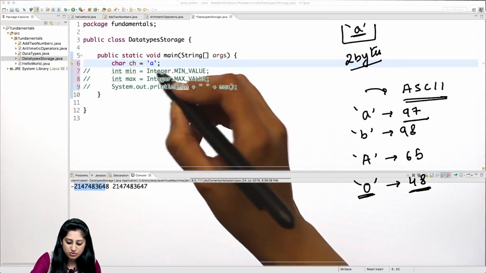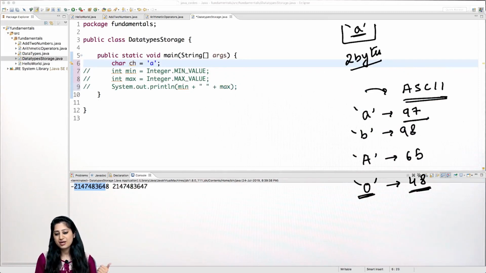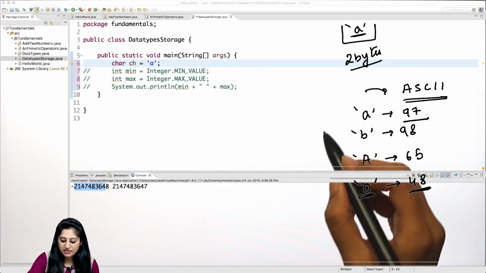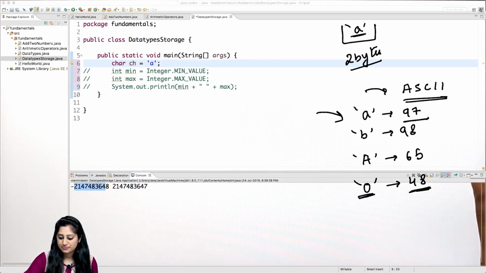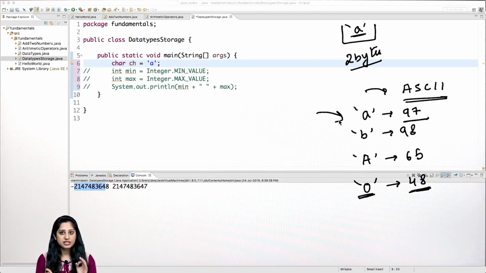So that means when you are storing A, actually 97 in binary form is stored. You can definitely explore the ASCII table. I don't think there is any need to memorize it, but the more you use it, eventually you will recall things, right? So this is how it is. I really hope that now you have some clarity on what is happening here.